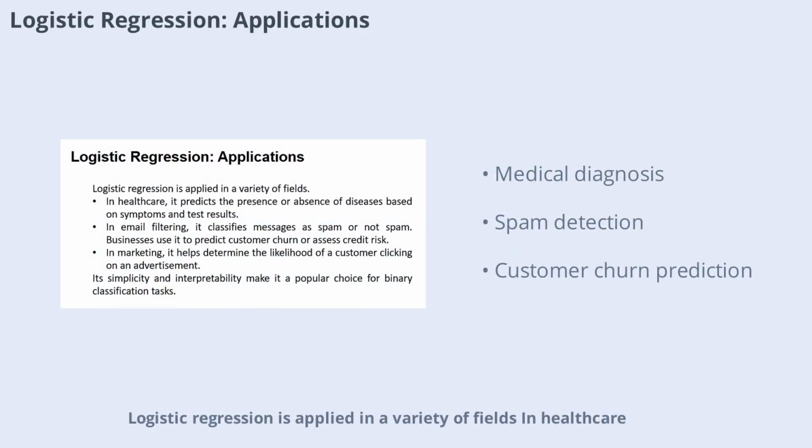Logistic regression is applied in a variety of fields. In healthcare, it predicts the presence or absence of diseases based on symptoms and test results. In email filtering, it classifies messages as spam or not spam. Businesses use it to predict customer churn or assess credit risk. In marketing, it helps determine the likelihood of a customer clicking on an advertisement. Its simplicity and interpretability make it a popular choice for binary classification tasks.